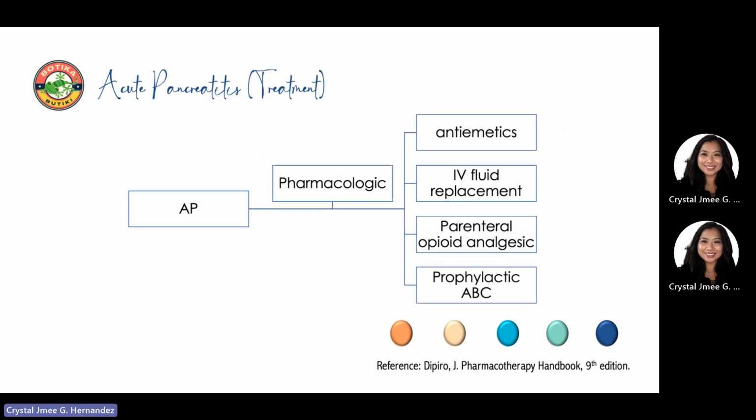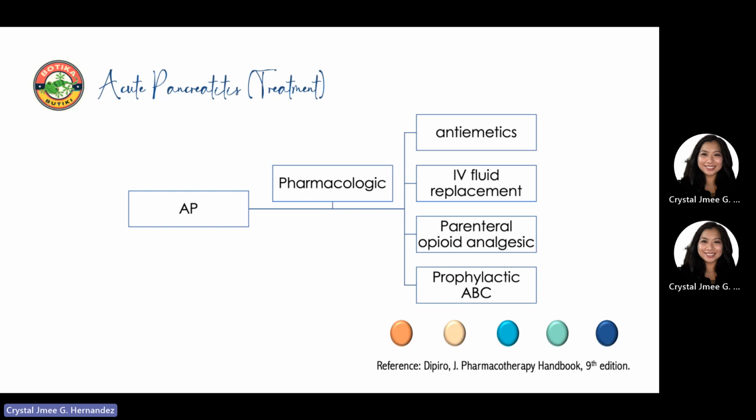For the pharmacological treatment, patients are treated with IV antiemetics because they would manifest with nausea. So patients with severe AP should be treated with anti-secretory agents to prevent stress-related mucosal bleeding. Appropriate fluid resuscitation and pain management are also necessary.